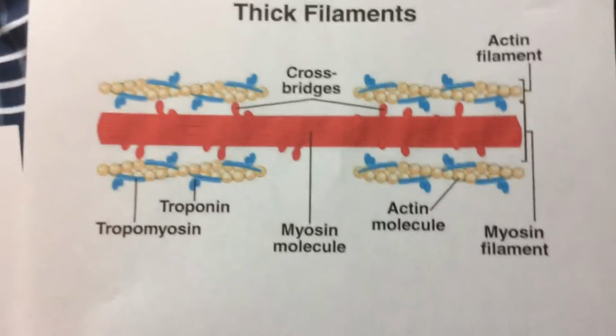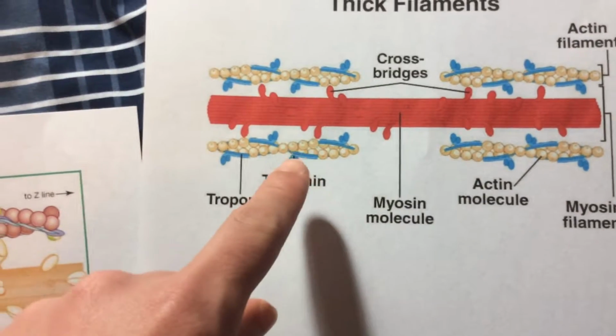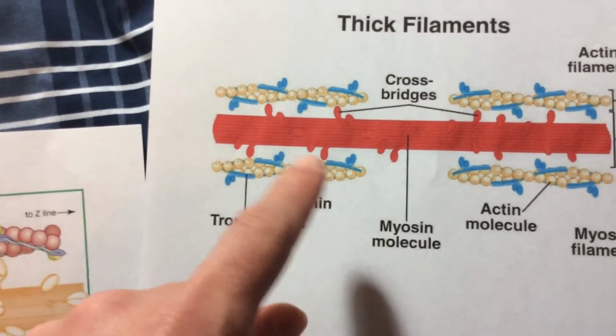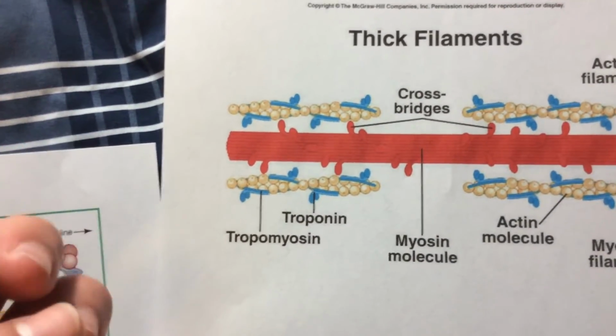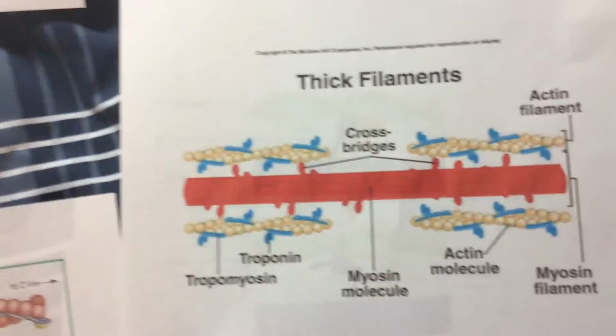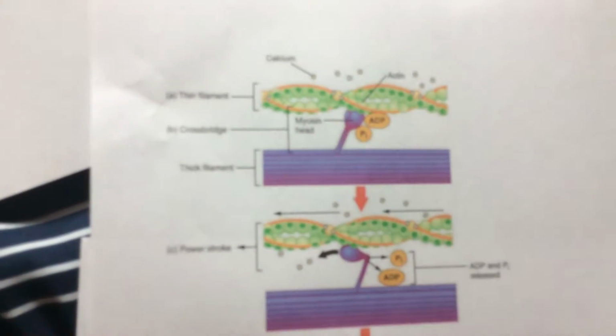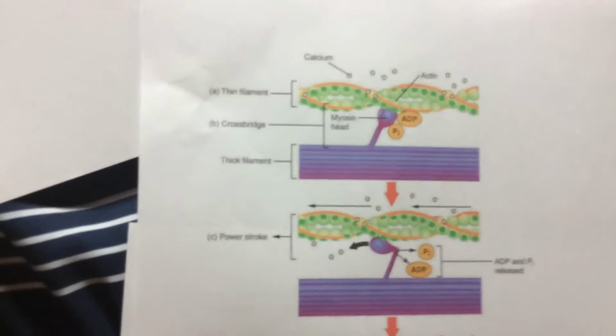ATP then attaches to the myosin and supplies the energy needed for the myosin to pull the actin. Throughout this image, you are able to see how it happens.